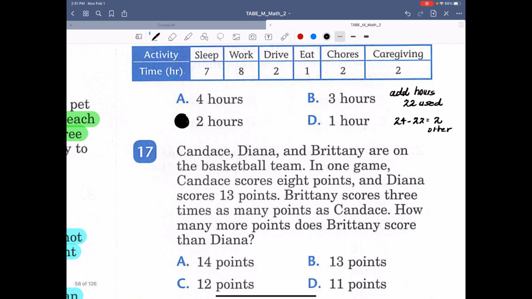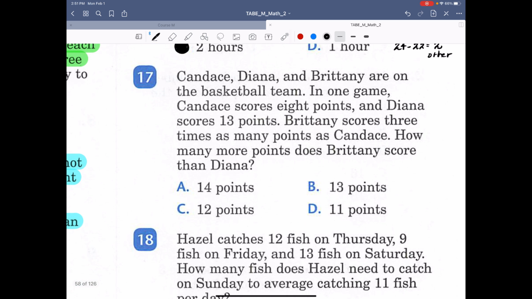All right, number 17. Candace, Diana, and Brittany are on the basketball team. In one game, Candace scores 8 points. Diana scores 13 points. Brittany scores 3 times as many points as Candace. How many more points does Brittany score than Diana?